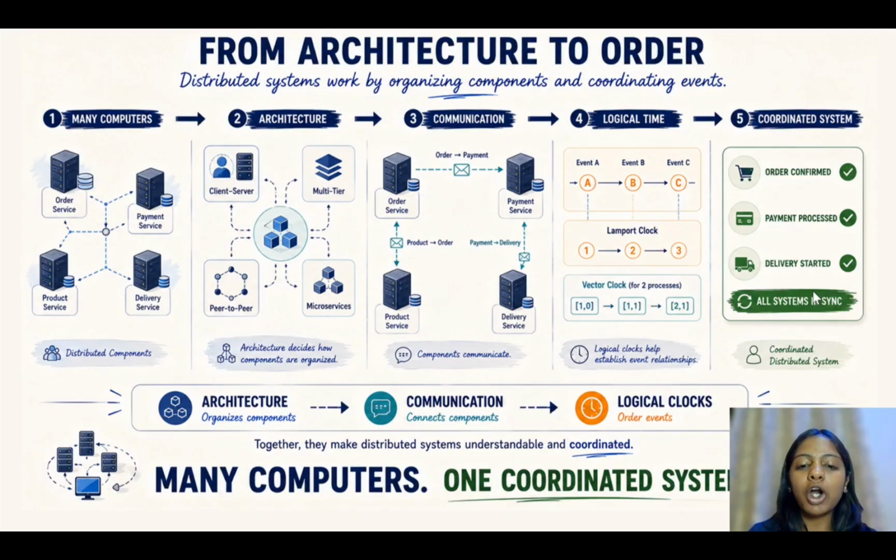For example, the order service, payment service, and the delivery service must all work together so that we can get order confirmed, payment proceeds, and delivery started. So, the complete concept can be remembered as: architecture organizes components, communication connects components, logical clocks help order events, and together they help create a coordinated distributed system.